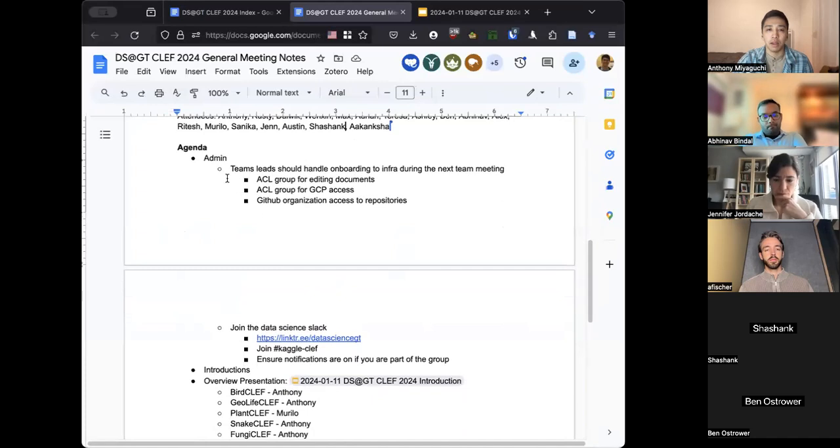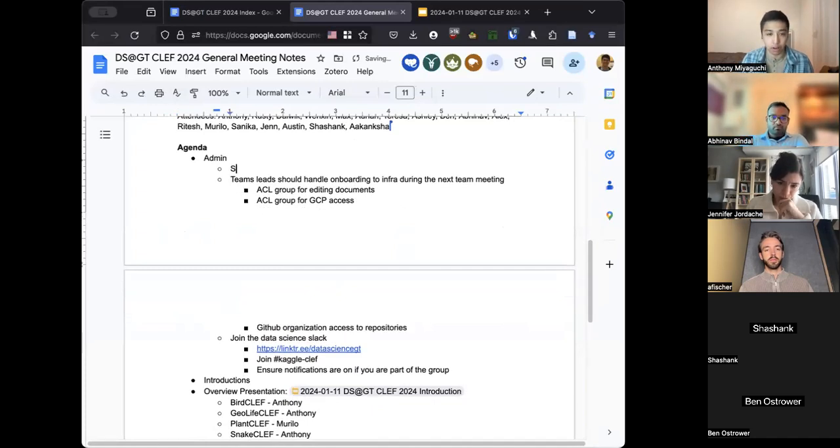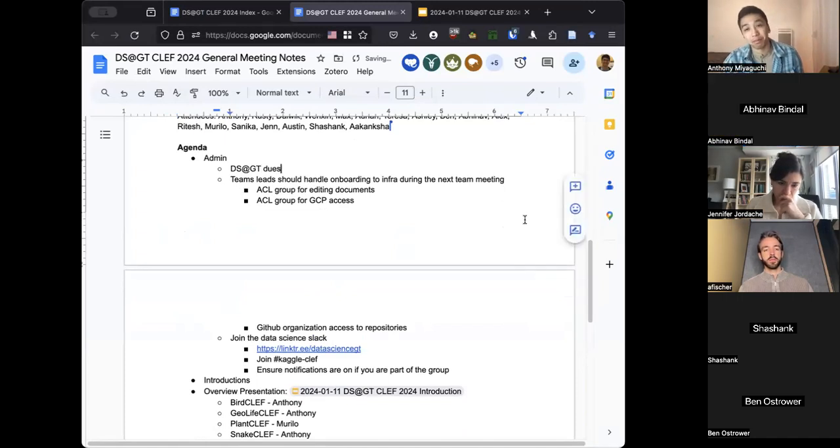First thing is admin. Really, the first thing that should be here is DS GT dues. If you're part of this group, take a moment to support the club that we're part of. Dues should be available through the link tree. You don't have to if you don't want to, but I think it's nice to be able to interact with the larger Georgia Tech community that's interested in data science. And while you're at it, join the Slack and join the Kaggle Clay channel, which is going to be our primary channel for communication across the team.